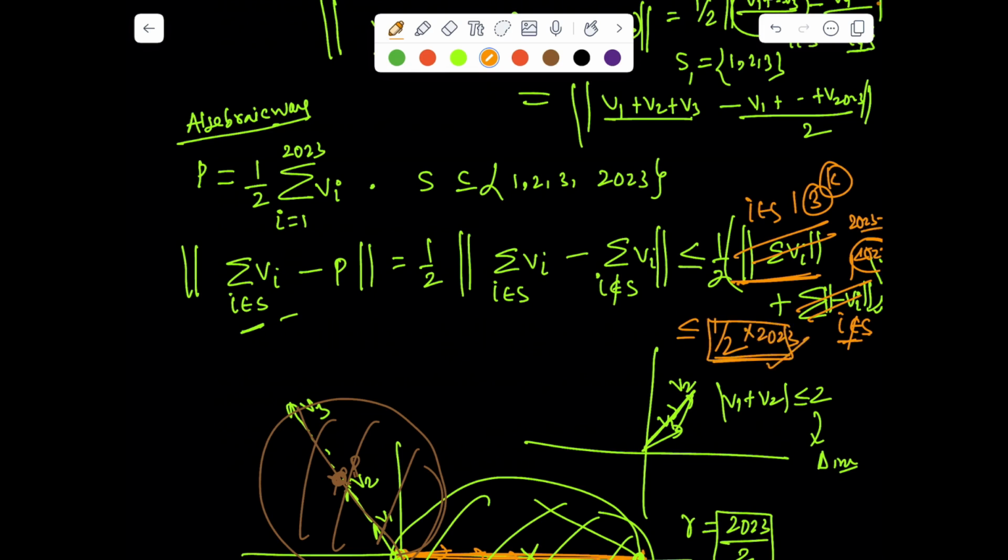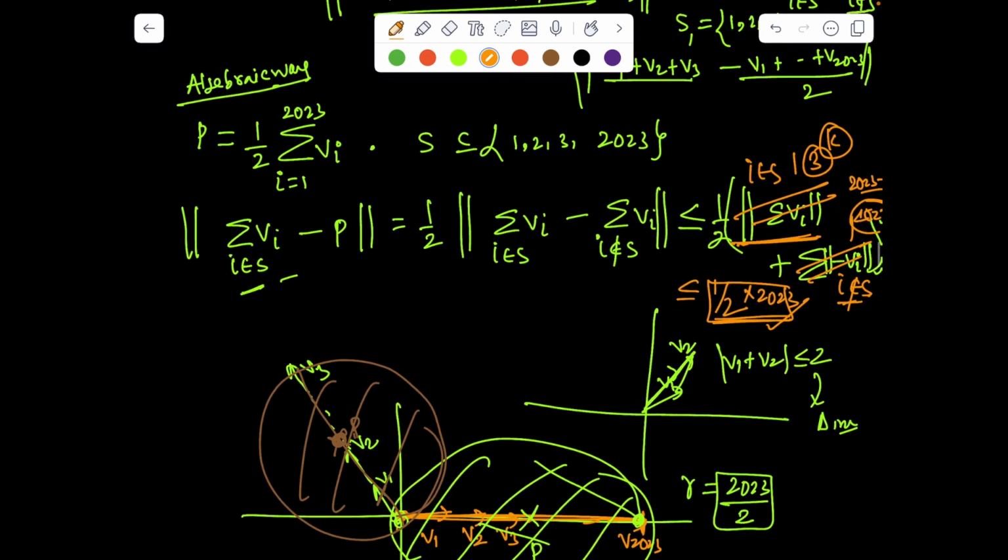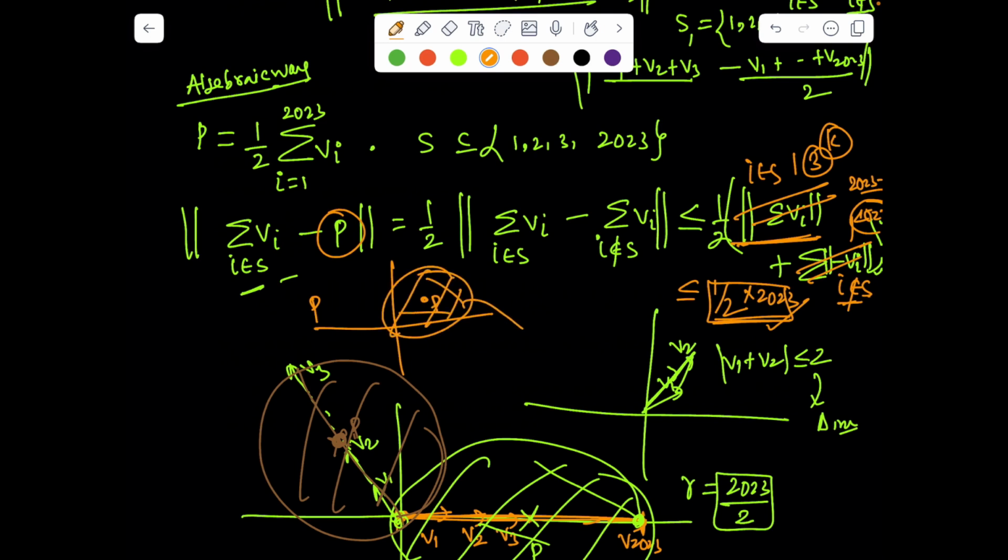So in this case, you can clearly see the maximum possible value that we are getting by the triangle inequality. So the sum lies within the disk centered at P with radius, so center is P with radius 2023 by 2. So that will hold all the points here. Okay.